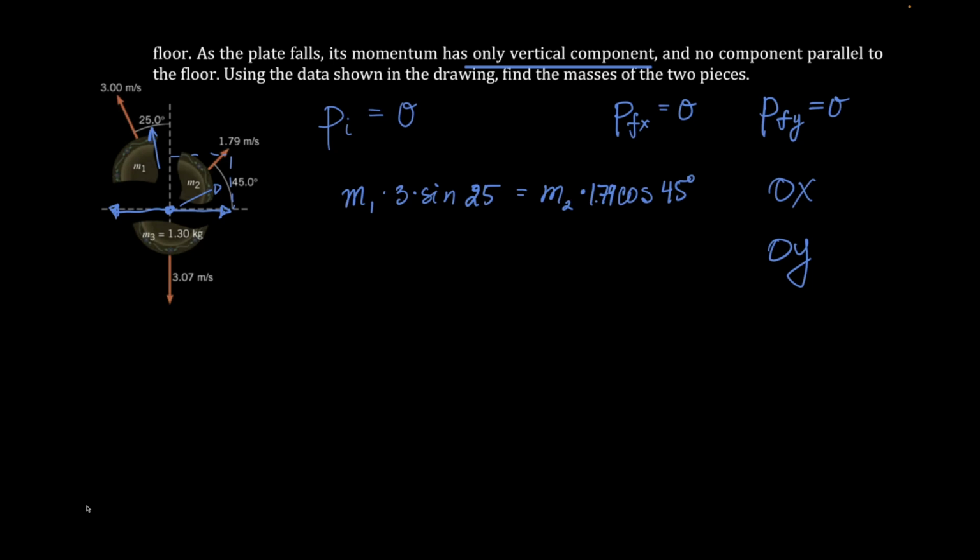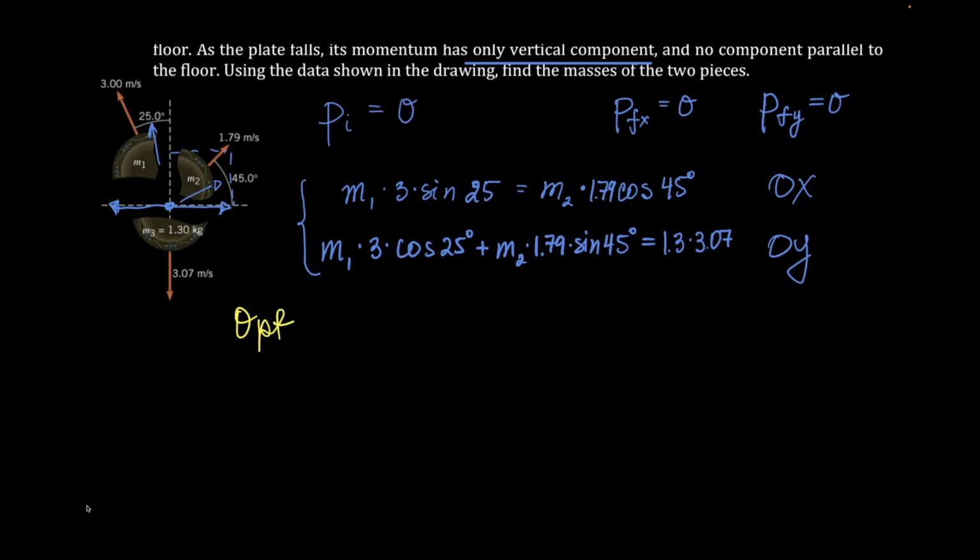We have two upward momenta, M1 times 3 cosine of 25 degrees plus M2 times 1.79 sine of 45. The two of these together add up to the downward momentum, which is 1.3 times 3.07. There you go. Now I have a system of equations. I have two variables and two equations. It is very much solvable.